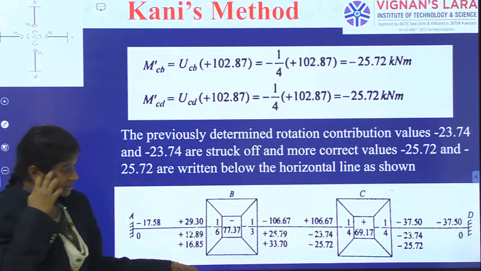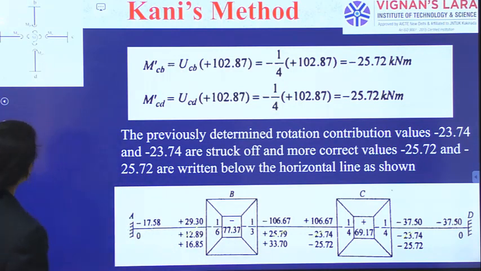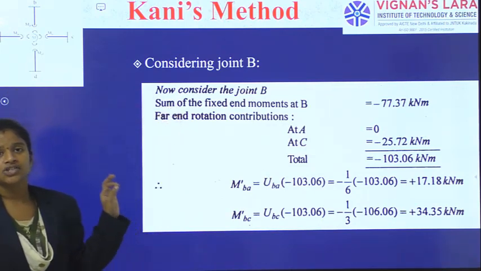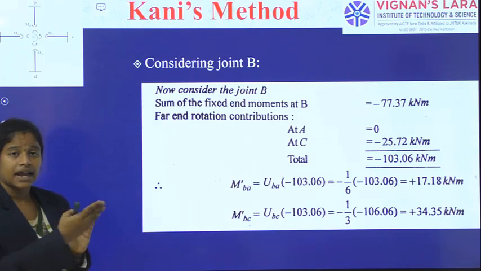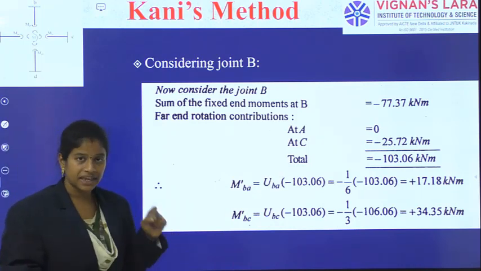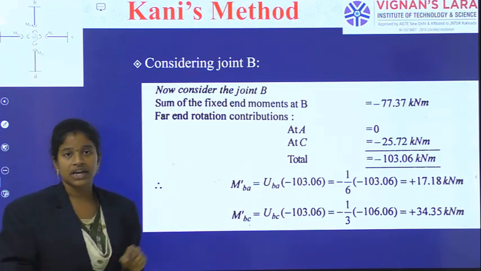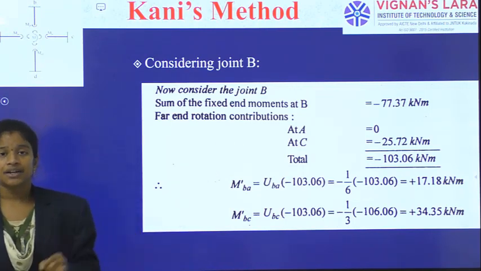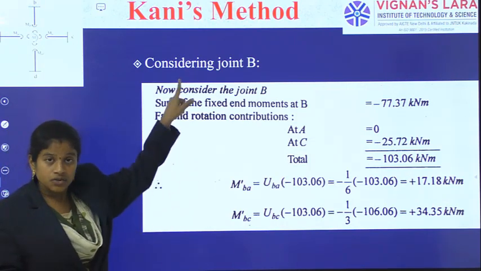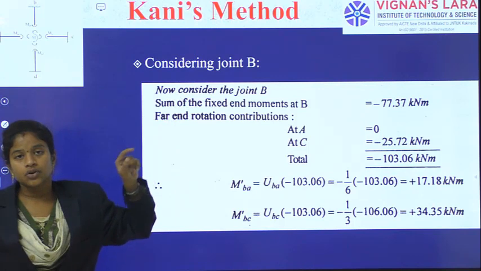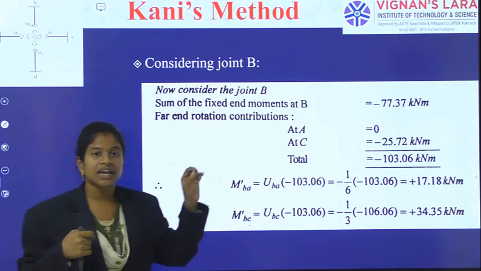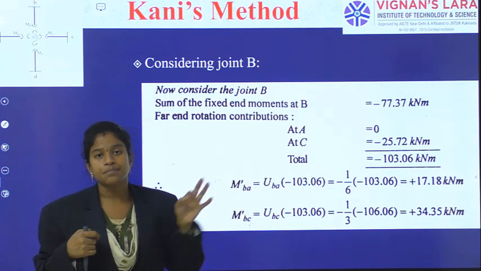After completing this, we go for the next cycle, again at joint B. Now consider the joint B again. The summation of the fixed end moments at B, at B towards A and at B towards C, MFBA plus MFBC, that quantity we have got, and then the rotation contributions of the far ends. For B, the far end is A. So the rotation contribution at the far end, M dash AB, and M dash CB.